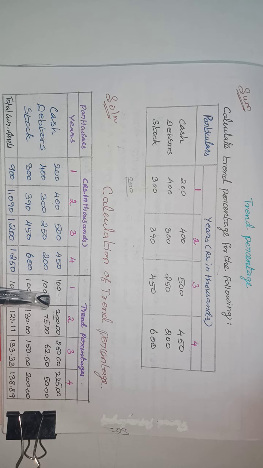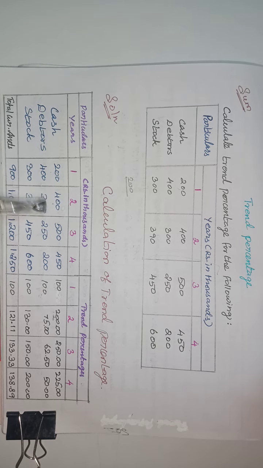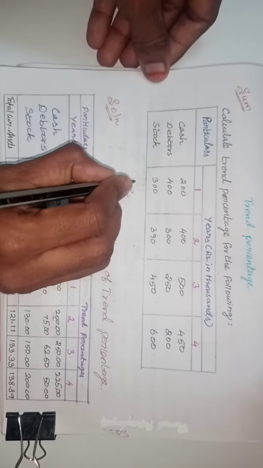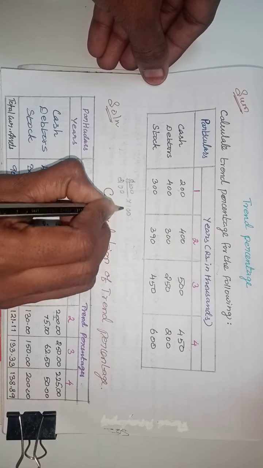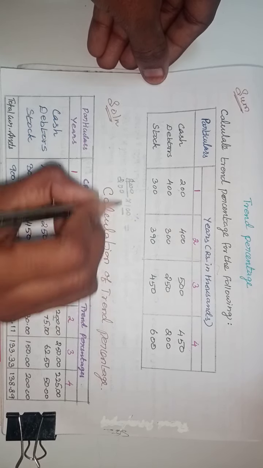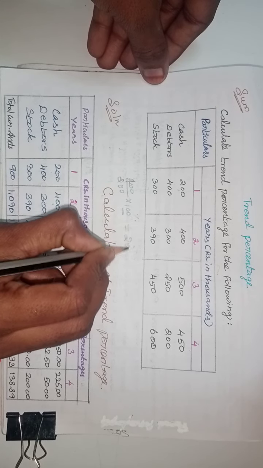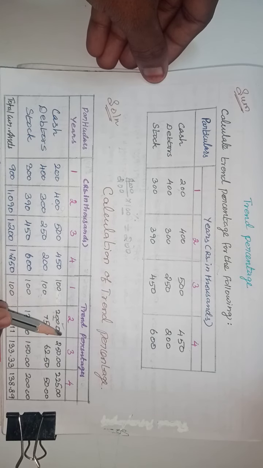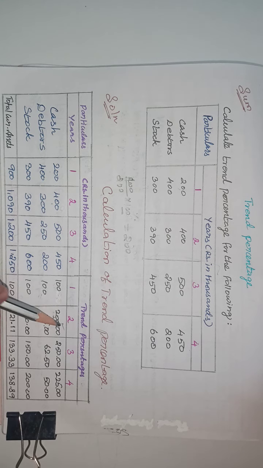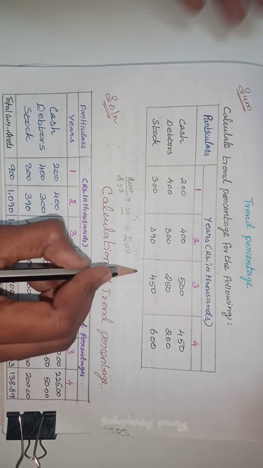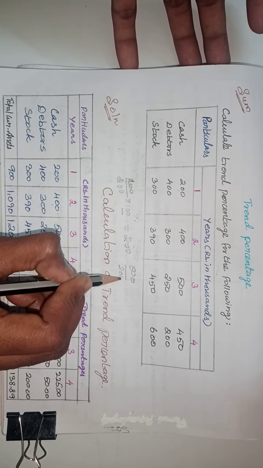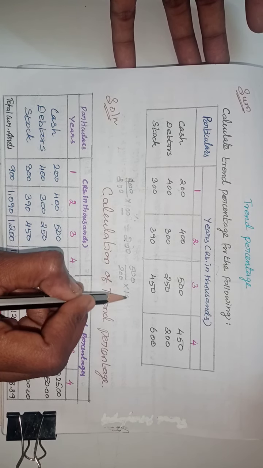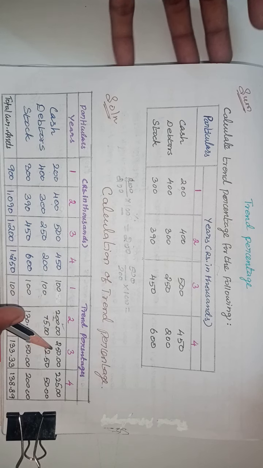Then the second year moves on to 400. So 400 divided by 200 into 100 is the percentage. So we calculate, and the answer is 200. So 200 is the trend percentage. Then the third year is 500. So 500 divided by the base year cash of 200 into 100 percentage equals 250.